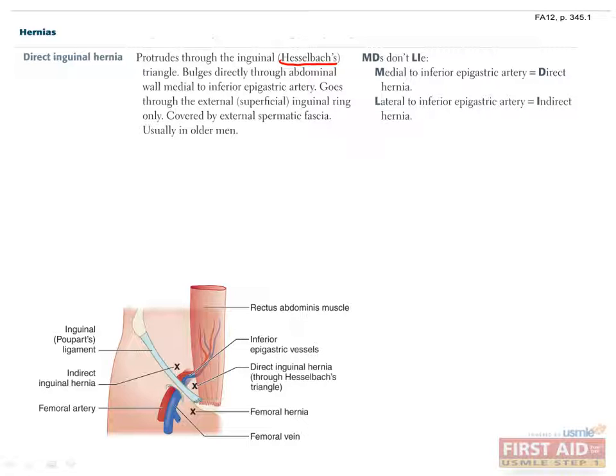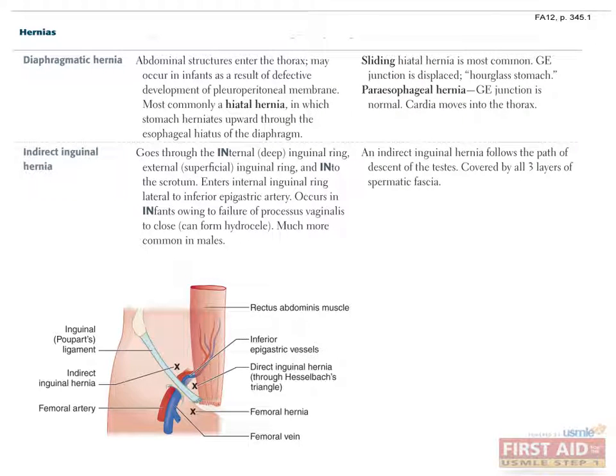A mnemonic you could use to remember the difference is MDs don't lie. This reminds you that medial to the inferior epigastrics are direct hernias, and lateral to the inferior epigastrics are indirect hernias. 2 other important hernias are the diaphragmatic hernia and the femoral hernia.